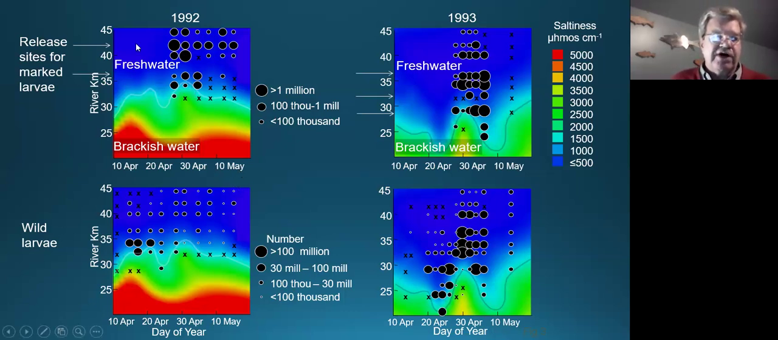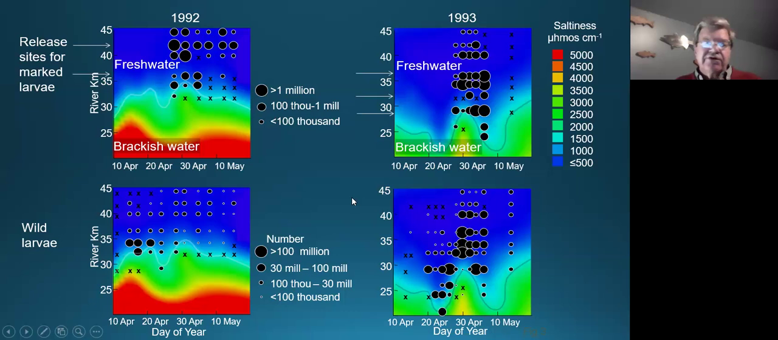And so we move upriver to these higher river kilometers, we're in freshwater. We move downriver, we're in the brackish water part of the estuary. And Mansuetti said, well, everything should be in freshwater, should be above that salt line. And you can see that's the case for our released hatchery larvae in 1992 and in 1993. And that's also true for our wild larvae. We don't see them below that salt front. So we confirm that part of the idea.